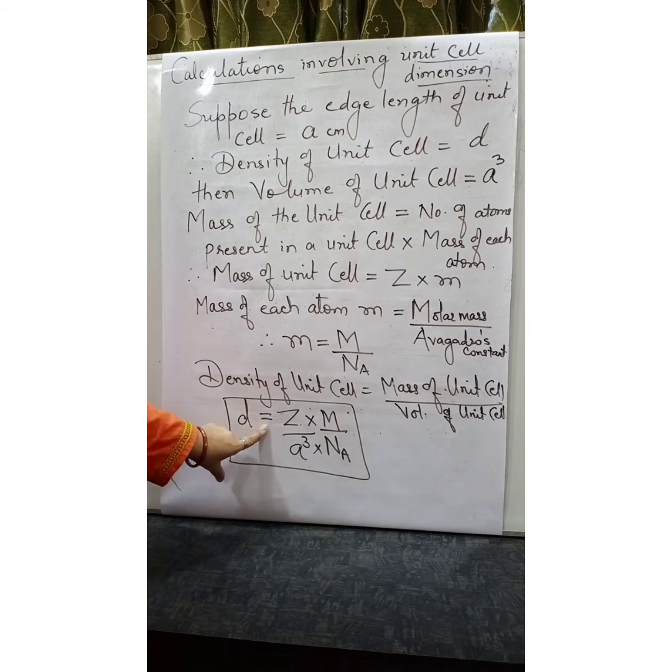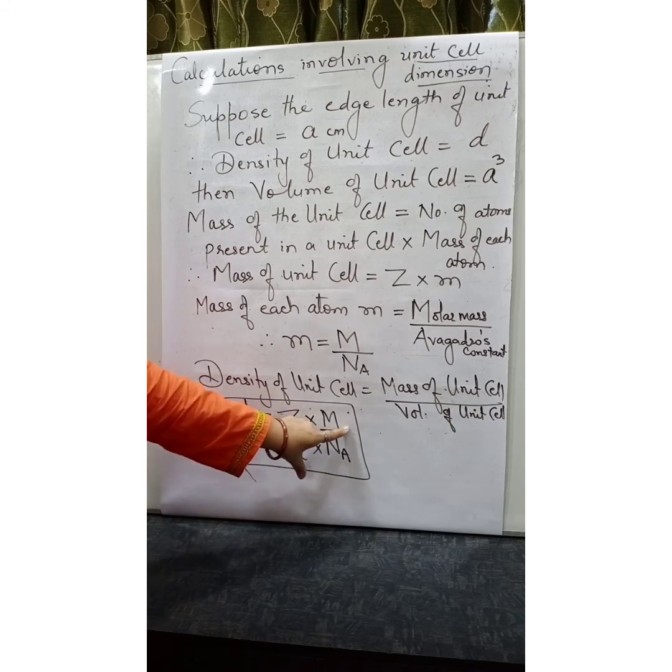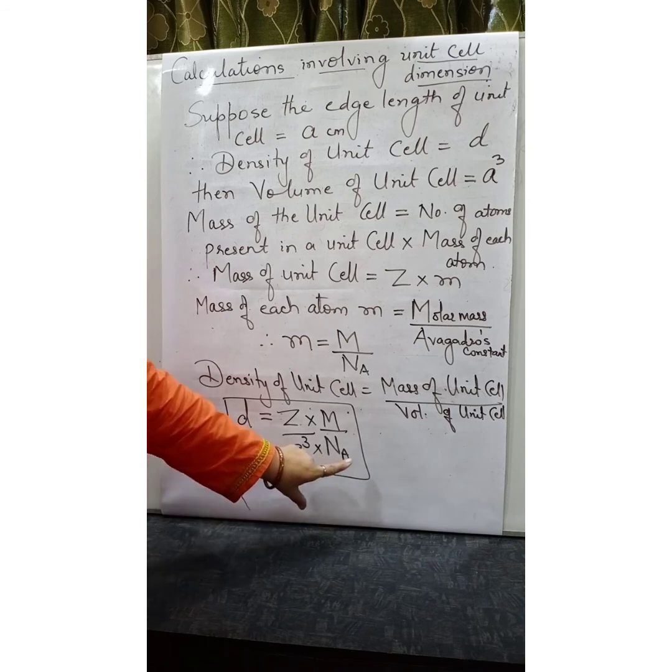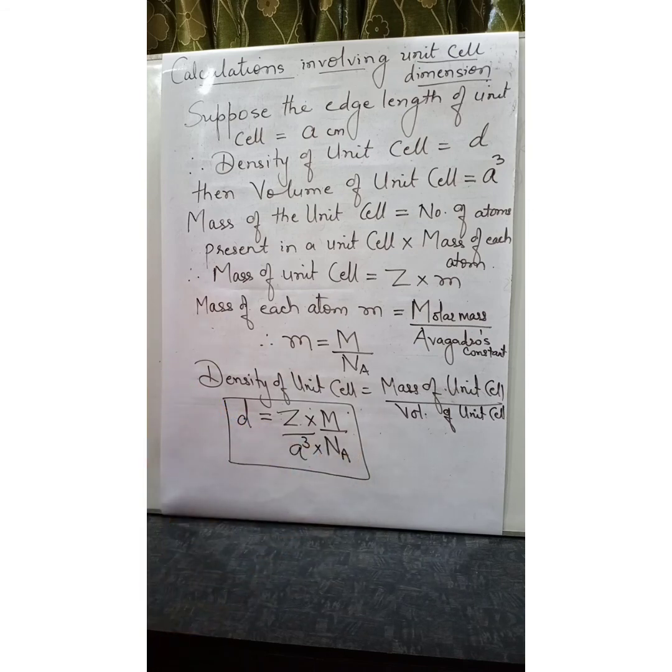Density D is equal to Z into M divided by a cube into Na. Z means number of atoms present in a unit cell, M is the molar mass of the substance whose unit cell is there, a cube is the volume of unit cell, and Na is Avogadro number. Hence, by knowing any 4 parameters among density, Z, M, a, and Na, we can easily calculate the 5th parameter.